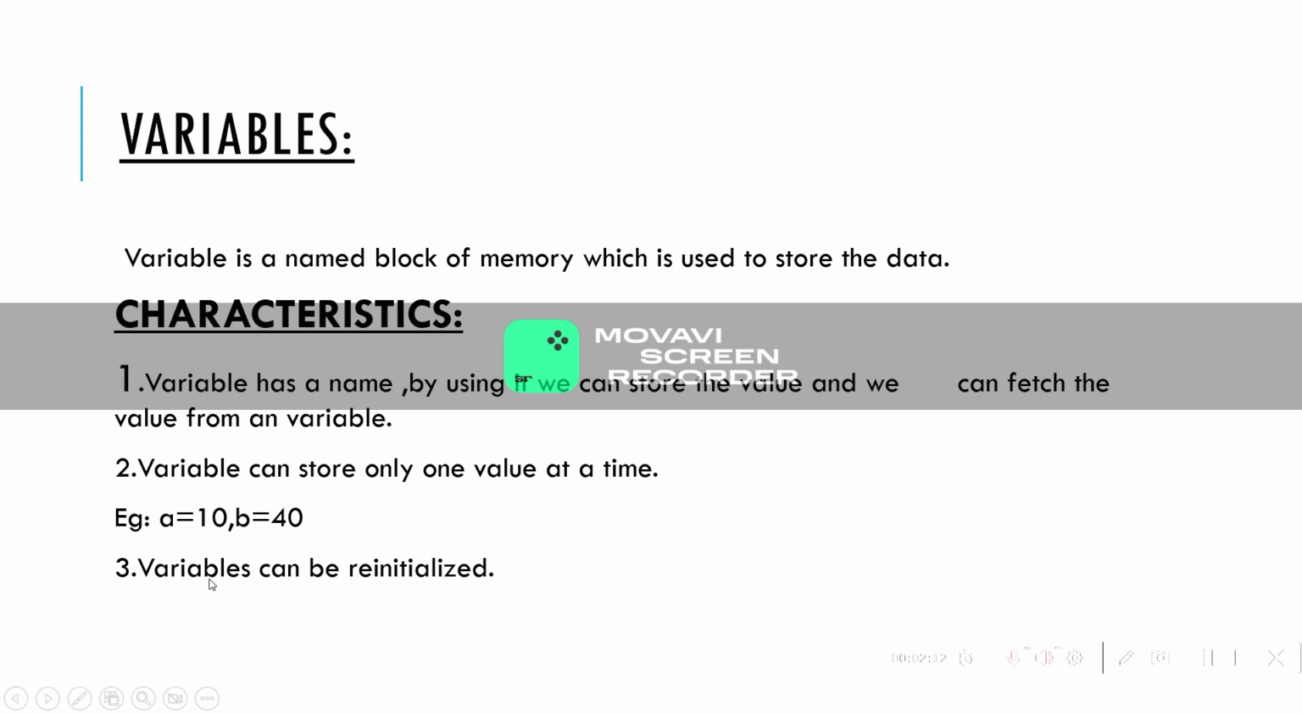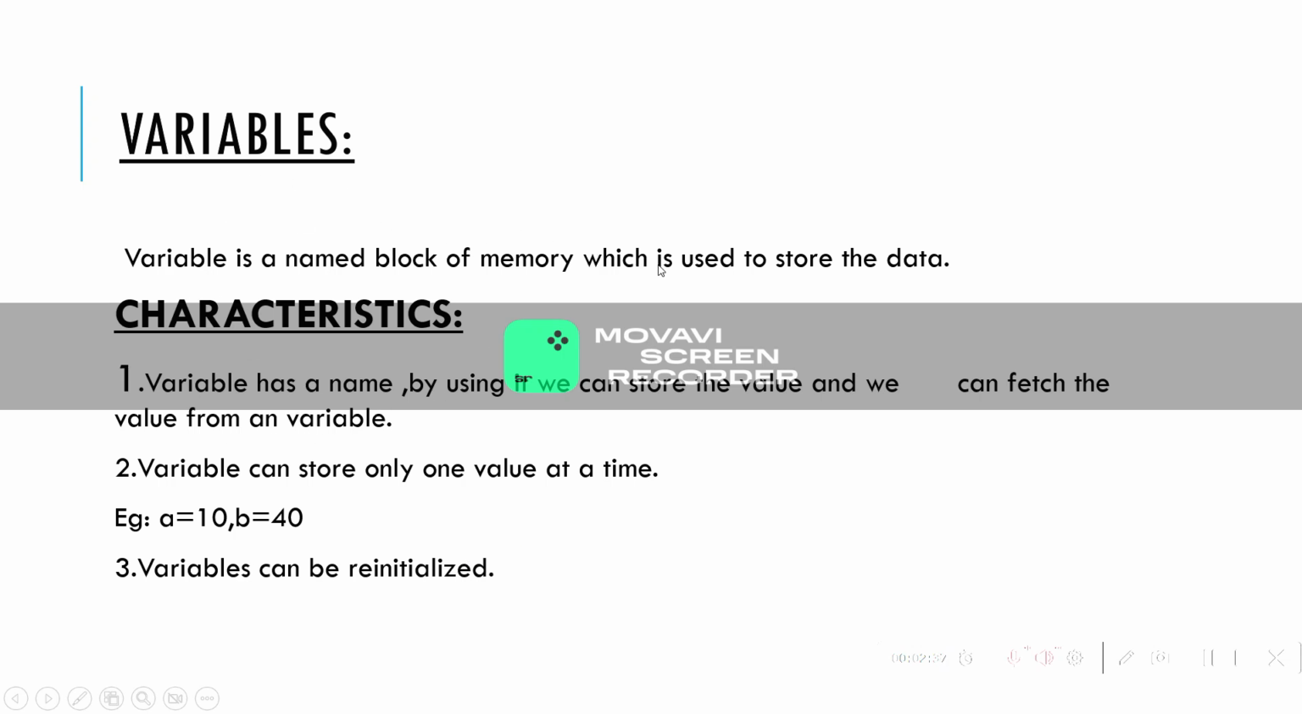And the third characteristic is that variables can be reinitialized. Reinitialized means, for example, if here we are taking a equal to 10 and we want to change the 10 to 20, we can change it by reinitializing. How to reinitialize, you will learn in the upcoming videos. So this is all about variables.